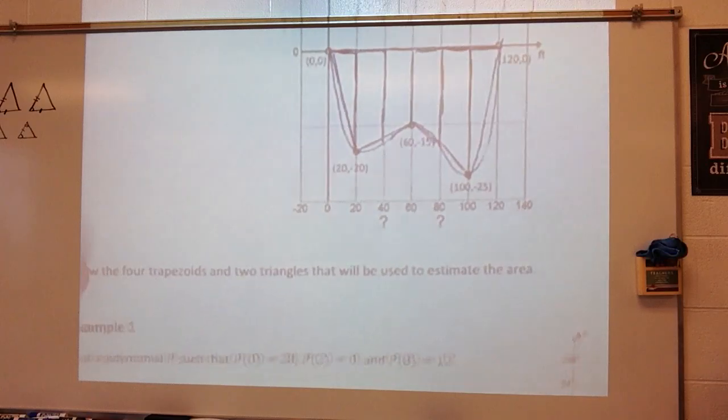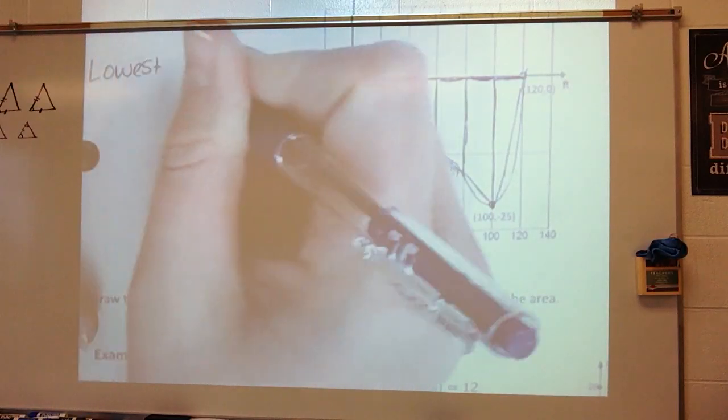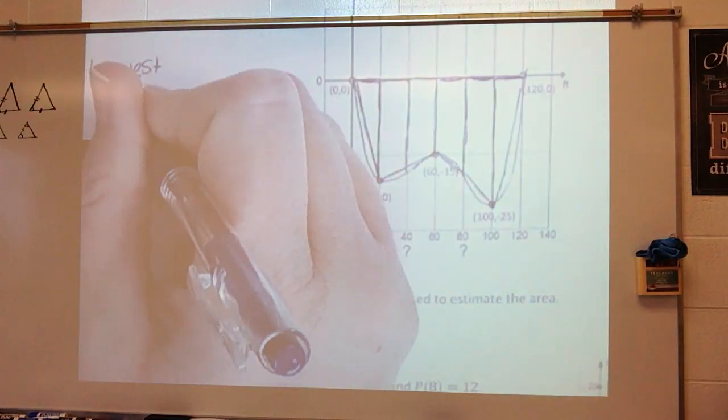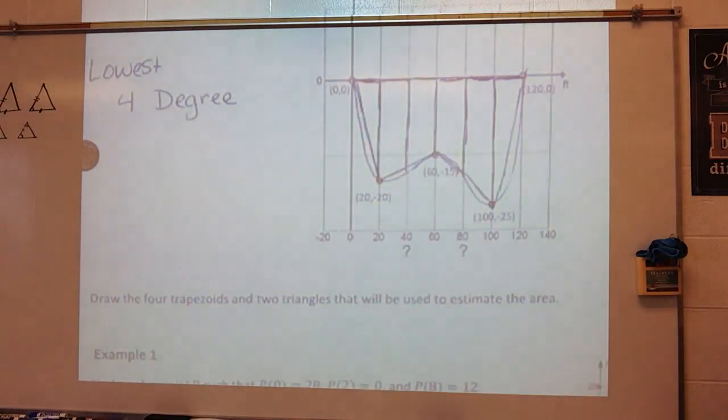We know, let's see, we said that this was going to be the lowest degree would be a 4 degree. So we know it would have to be a 4-degree polynomial. In other words, an x to the 4th, and on and on. Now, we're not going to look at the area of this just yet.